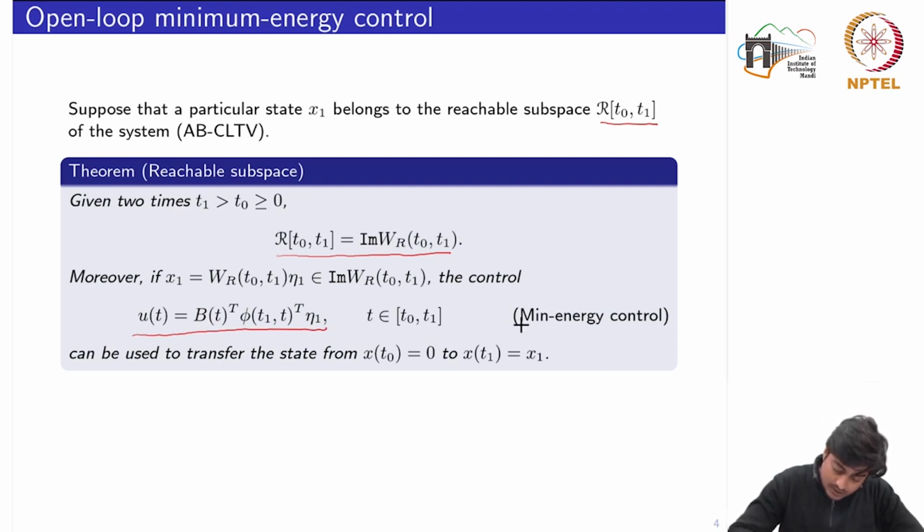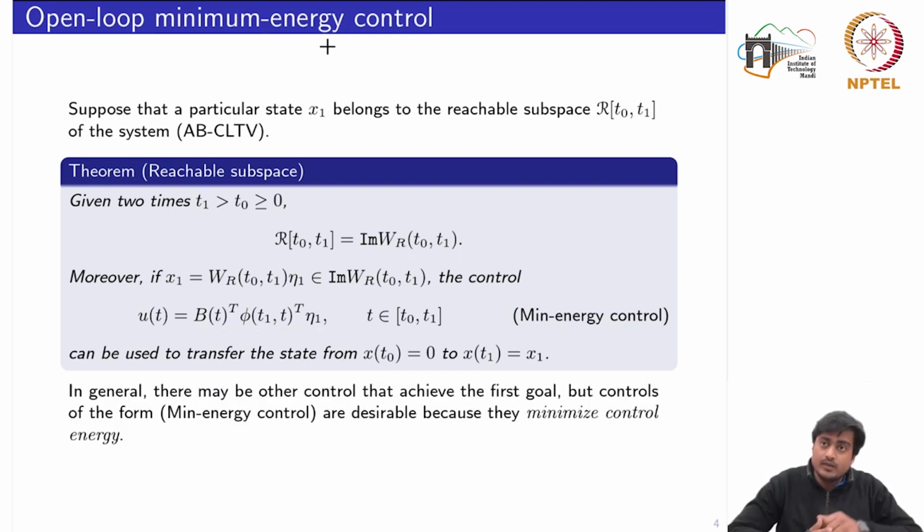Now here you would notice one point, that whatever control signal or control law we have determined is already a minimum energy control. So we want to compute the control which would have a minimum energy such that both the objectives are achieved. Now the first objective was automatically clear.